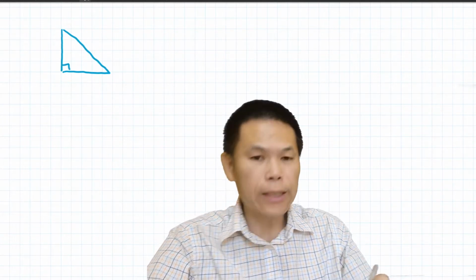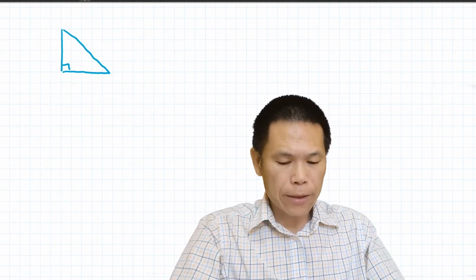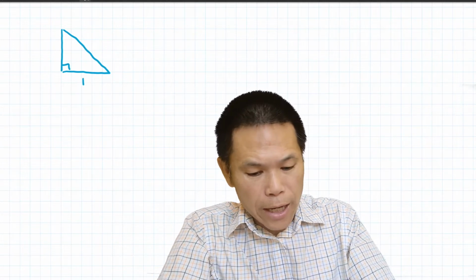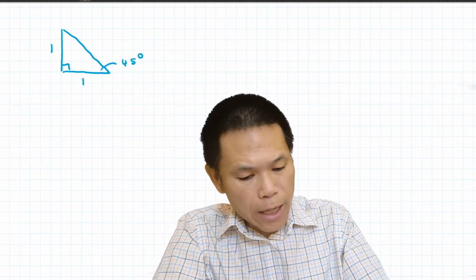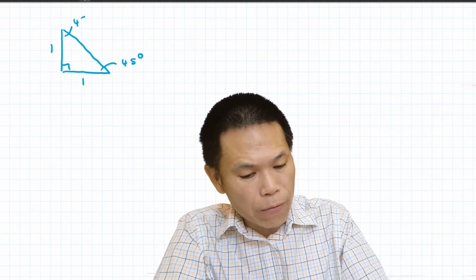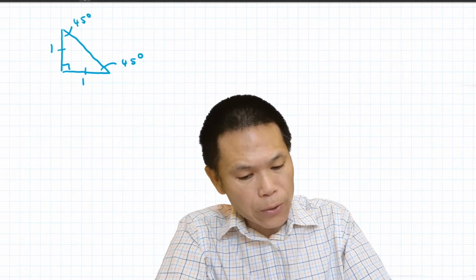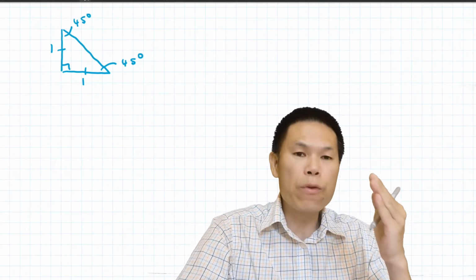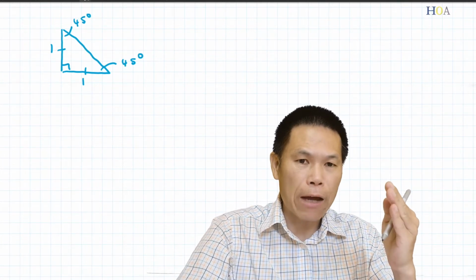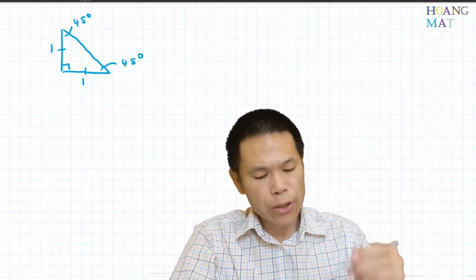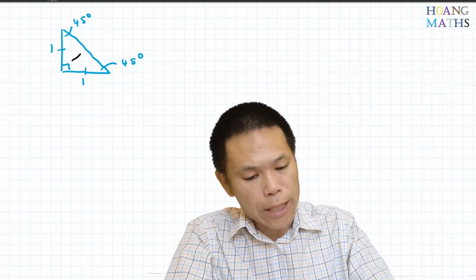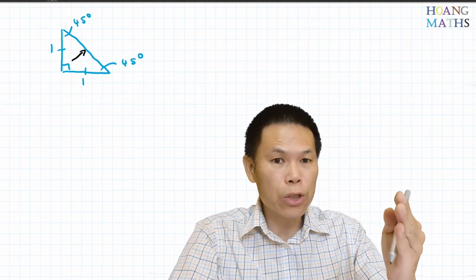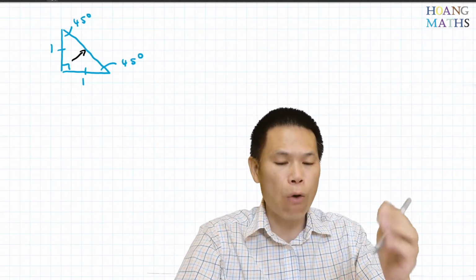So this is 90 degrees and this is 1 and 1. Of course, this is 45 degrees and this is 45 degrees as well. So you need to remember this triangle for exact value. Then we need to work out the hypotenuse. This length here is the hypotenuse, and we work it out in exact form.